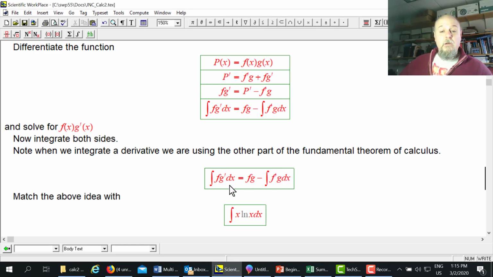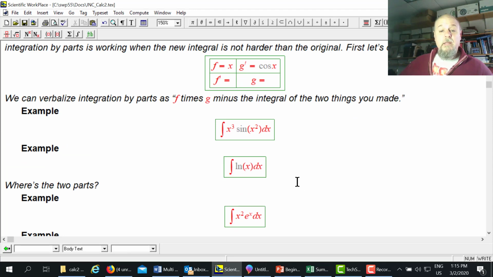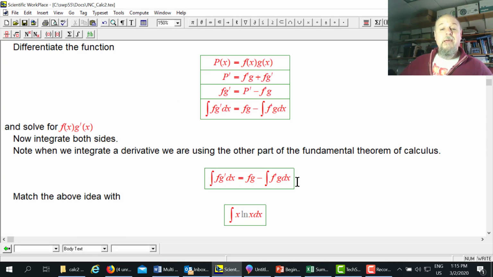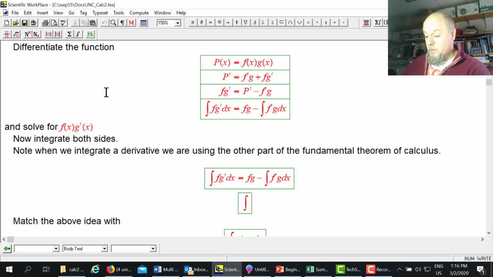So let's take a look at an example. I have a couple of examples down here, but let's pick an easy example to start with. Before we even do that one, let's start with an even easier example. I'm trying to integrate x times e to the x.